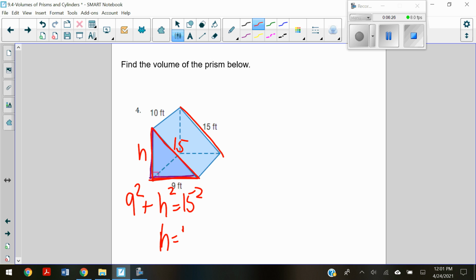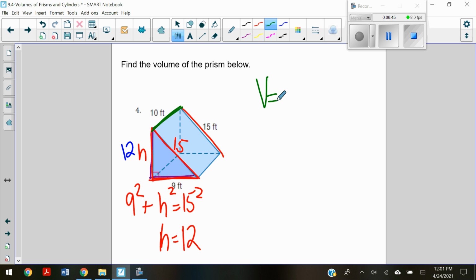Did you get 12? I hope so. So my height is 12. Now that's the height of my base, not the height of my prism. Remember, the height of the prism is the distance between the two bases. So let's go ahead and put this into our formula.